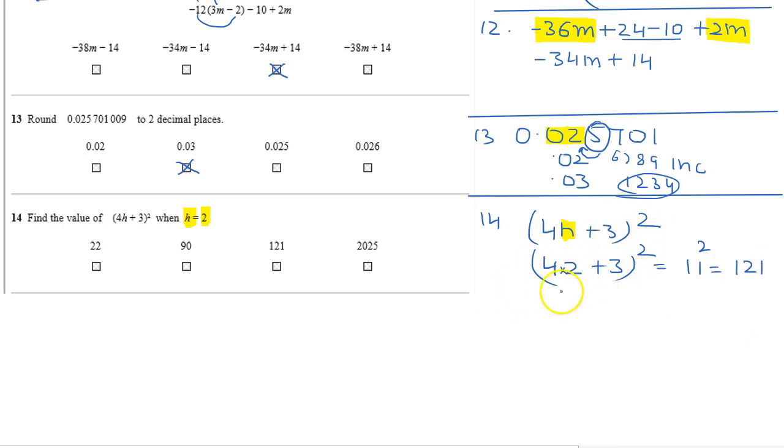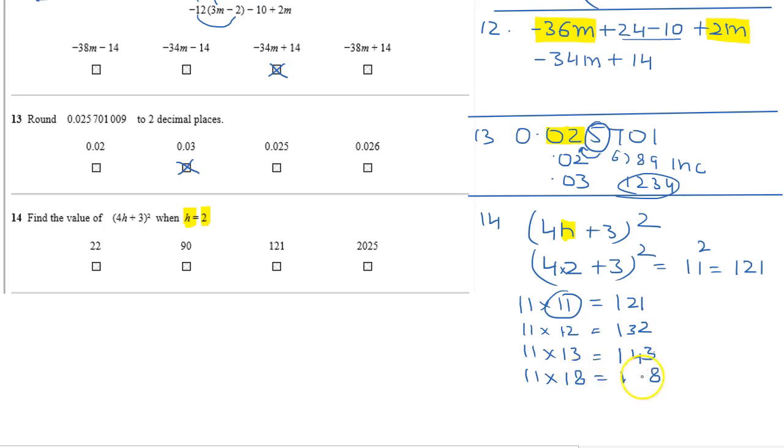If you have to multiply any number by 11, so this is 11 multiply 11. Suppose 11 multiply 12, 11 multiply 13, 11 multiply say 18. This is 1 and this is 1, and 1 plus 1 is 2. In the same way, this is 1, this is 2, 2 plus 1 is 3. This is 1 and this is 3, so 3 plus 1 is 4. This is 1, this is 8, and 8 plus 1 is 9.